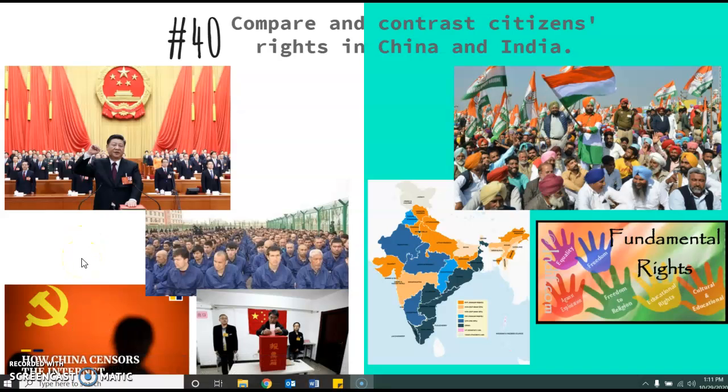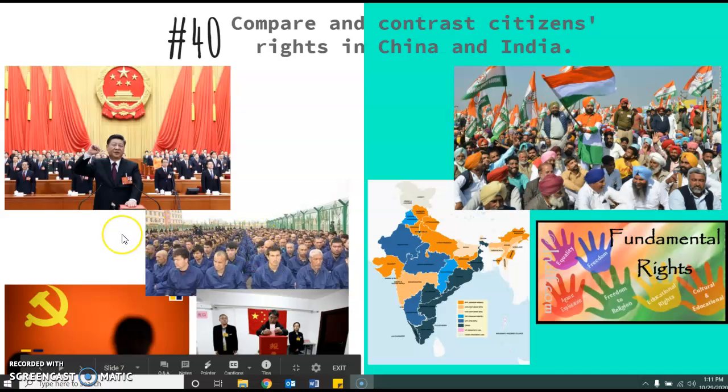TikTok is not allowed in China, or Facebook, or any of those kind of social media platforms. They do have voting in China, but you don't have the freedom to vote for anyone because the only people who can run for office have to be from the Communist Party. So they don't have the right to have multiple political parties to choose from.